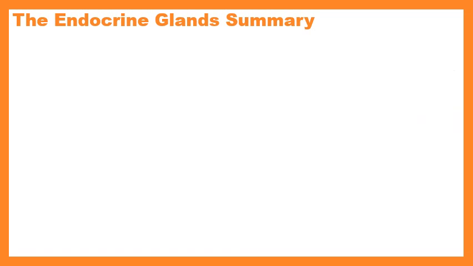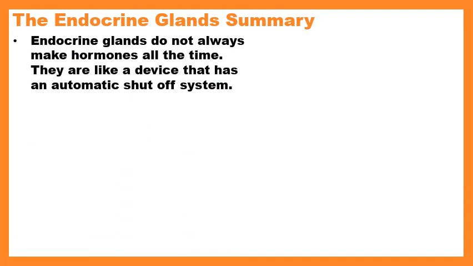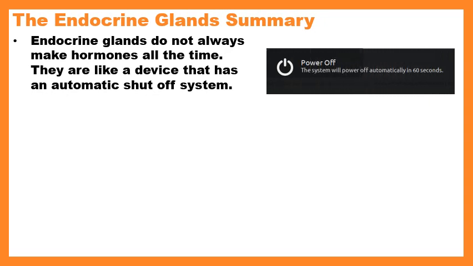Now we know that the endocrine glands make hormones, but they're not going to do this all the time. They're going to be like a TV that when it realizes that the power is on for too long, it'll automatically shut down. Or like when you're watching a show on Netflix for a long time and Netflix realizes that and makes a message asking if you're still watching. Yes, Netflix, I am. Stop being rude. Okay, so the endocrine glands do not make hormones all the time. They are like a device that has an automatic shut-off system.